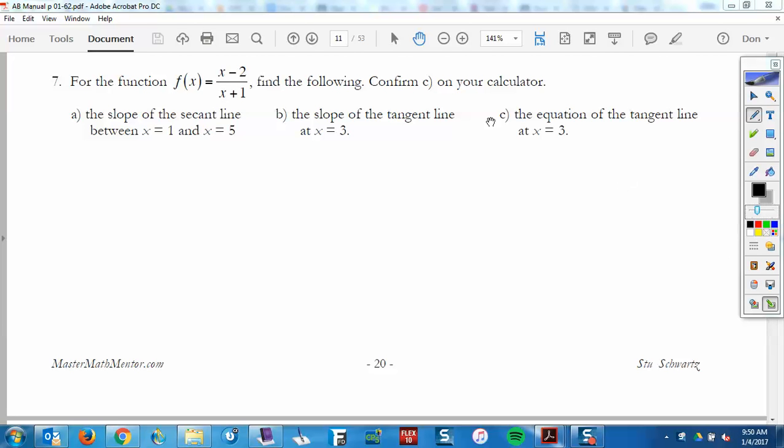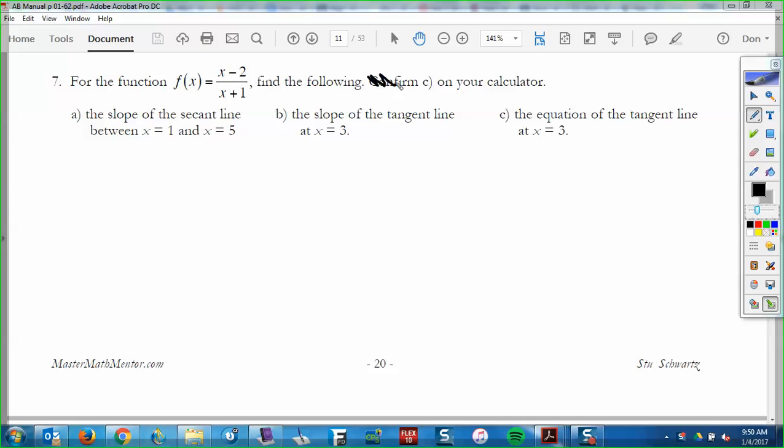So ignore this part. These are going to be no calculator things, so don't worry about that.